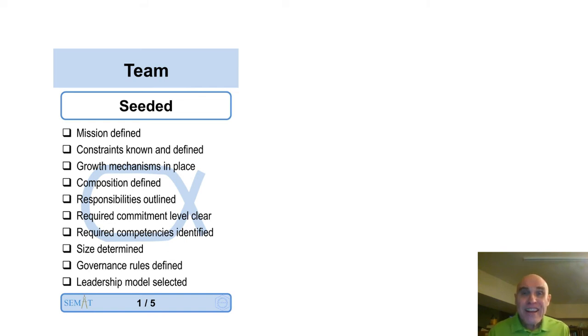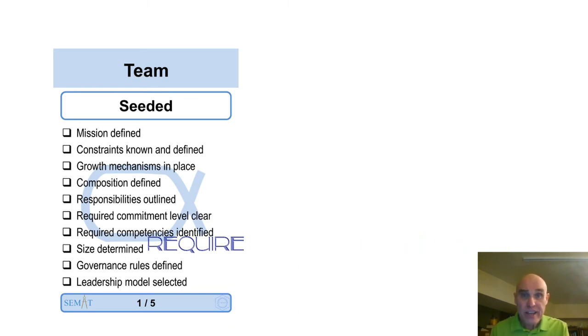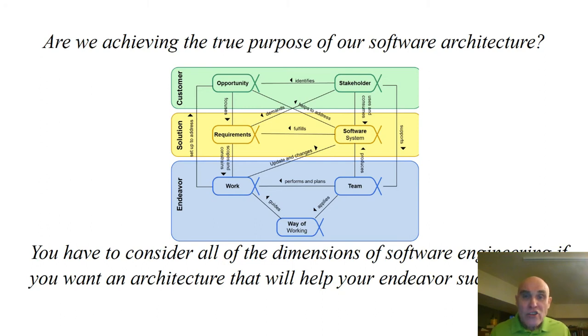If you turn to the Team Alpha, you can find one example of this, where we learn that sometimes decisions related to architecture have to be made for non-technical reasons, such as the competency of your team, as just one example. This all leads us back to a key question we all need to be asking: are we achieving the true purpose of our software architecture? And what I want you to take from this is the fact that you have to consider all of the dimensions of software engineering if you want an architecture that will help your endeavor succeed.